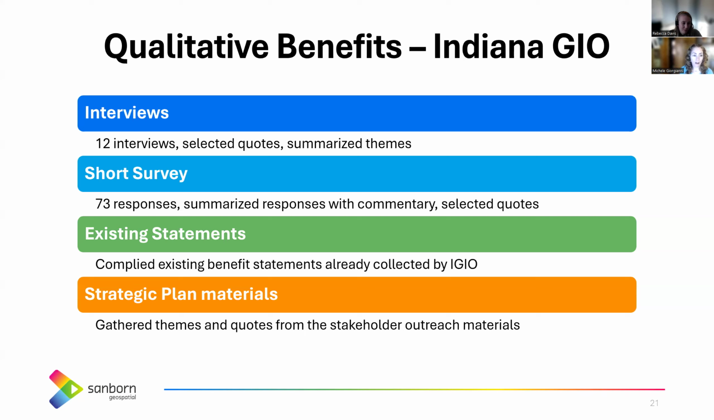And then the office, the GIO, had been collecting some random statements here and there from people as they would naturally share them organically through working with the office. So we compiled those. And then we went back to our stakeholder outreach materials from the strategic plan project that we had done a couple years ago, and we gathered some more themes and quotes from that. And we compiled all of that qualitative stuff, quotes and themes and everything, into a nice report to include with the value and benefits study.